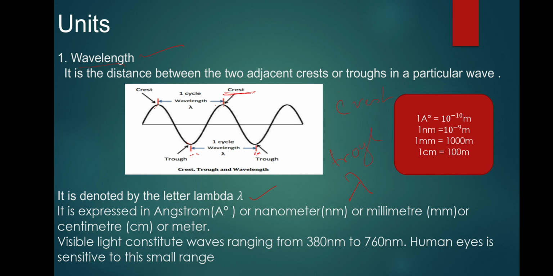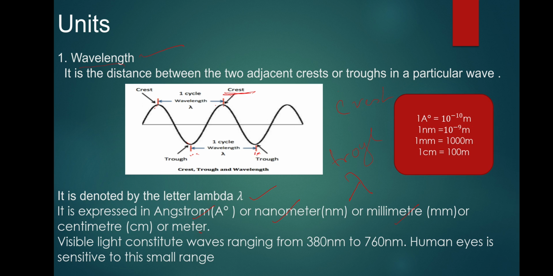Then its unit is a length unit. You can use any of the length units, angstrom because it will be very small. That is why we go for angstrom or nanometer or millimeter, centimeter, meter. And 1 angstrom is equal to 10 to the power minus 10 meter only. So the distance will be very low.